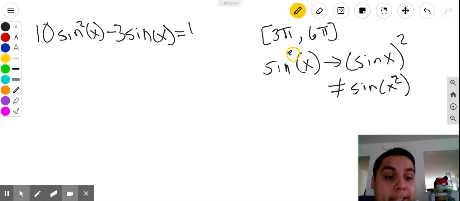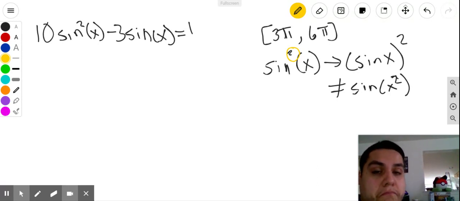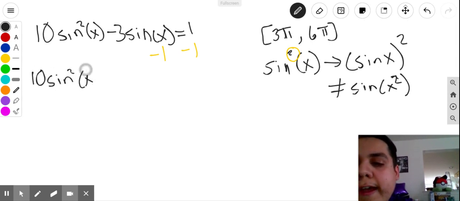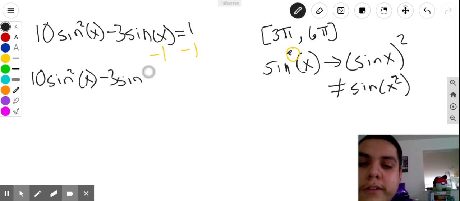All right. So as such, this problem is actually a quadratic. So I'm going to treat it like solving a quadratic. I would say subtract 1 to begin with. So then you end up with 10 sine squared of x minus 3 sine of x minus 1 should equal 0.